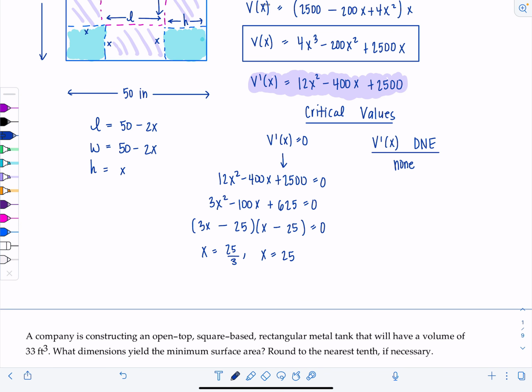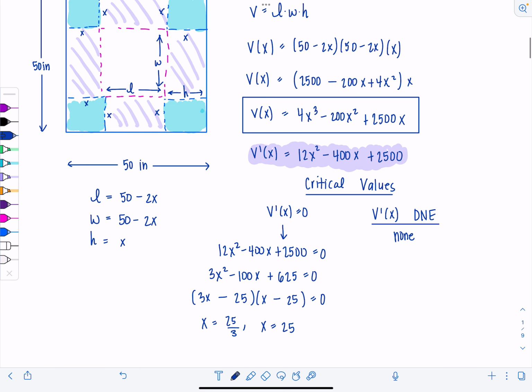Whew, what do you do when you have multiple critical values? Well, just compare them. A lot of the time you'll just naturally throw one away because it won't make sense in the domain of the problem. What do I mean by that? Well, say X was 25. This side originally was 50 inches.